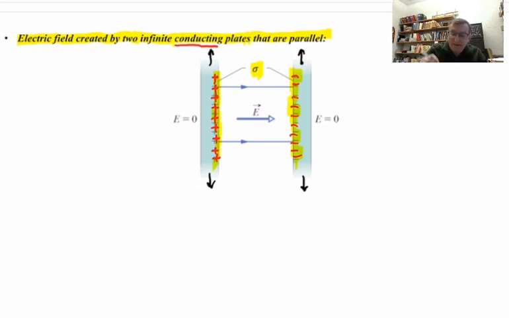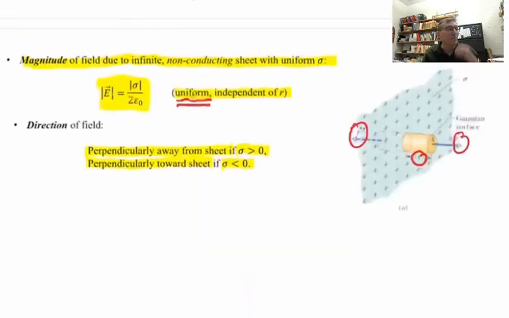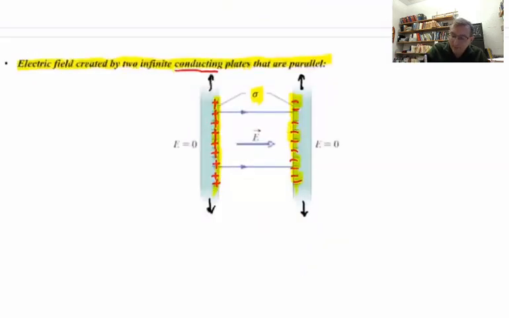Well, all I need to answer my question as to what the electric field is, is to use this result right up here. Because what I have is two infinite sheets of charge that are parallel to each other. All right, so I'm going to break up this region in my picture into three regions. To the left of both plates is region 1. In the middle region between both of them is region 2. And to the right of both plates is region 3.